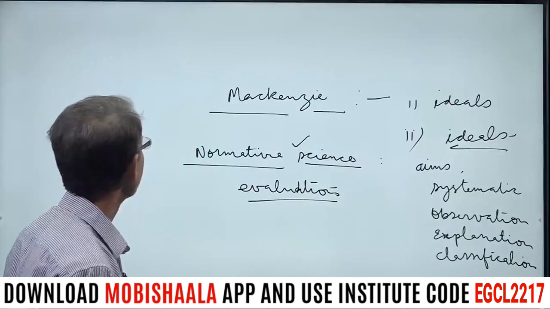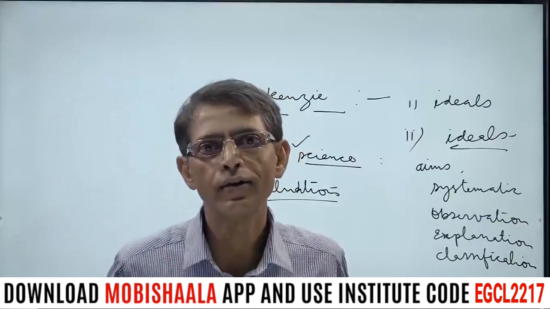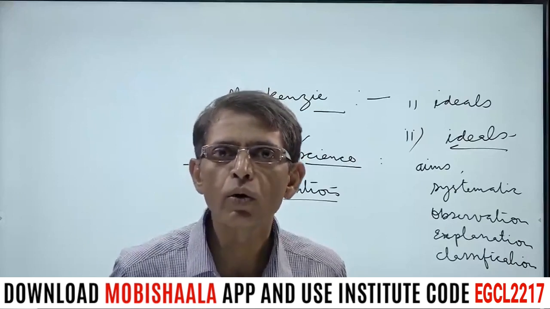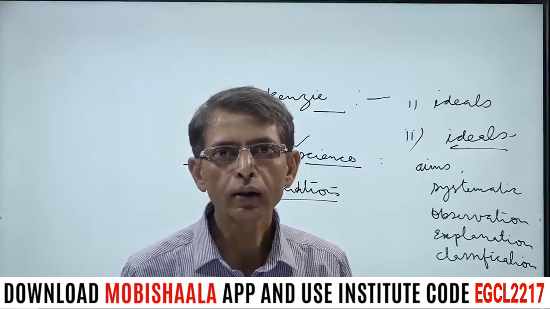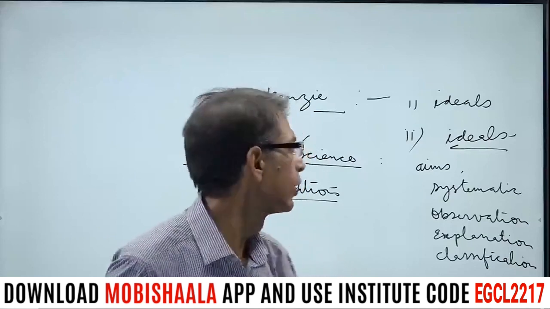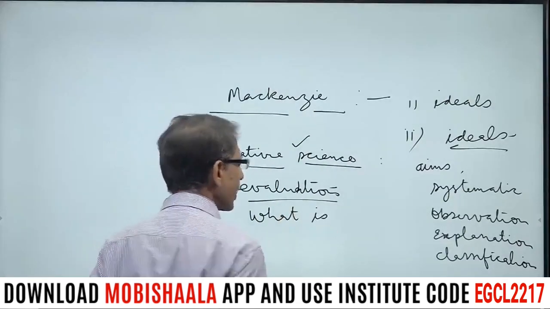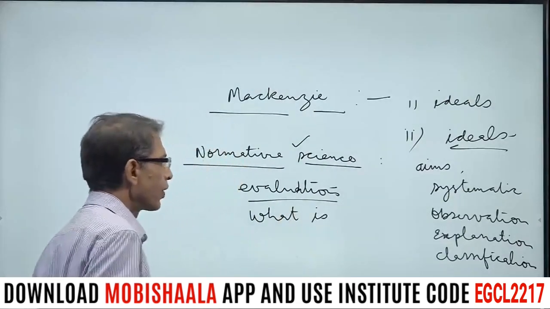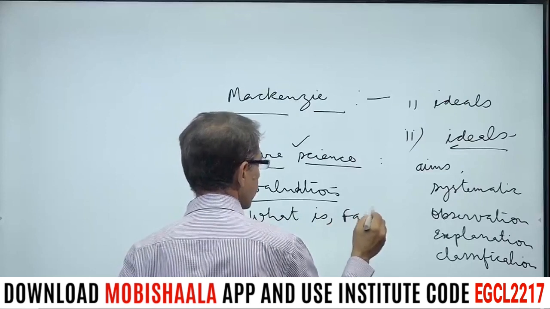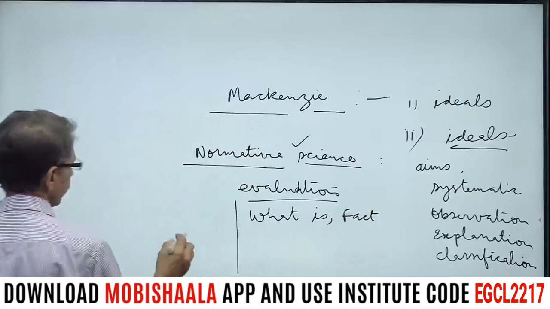Now you can understand that other sciences like sociology and psychology discuss the facts, but normative science does not discuss the facts. It is always about what should be, rather than what is. Its subject matter is not what is. What is the case is the matter of facts. Rather than what is, ethics discusses what should be.